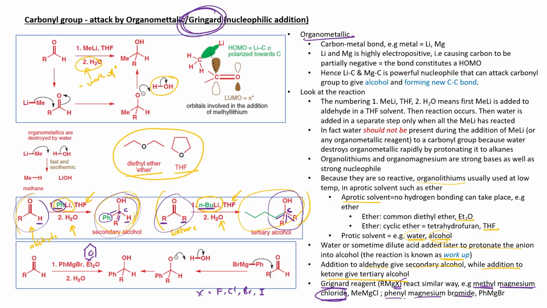You have this organo group, you have this metal, and then you have this halide. The mechanism for this is almost the same as the organometallic. The only difference is that you have the bromide or this halide attached to the magnesium, but the rest is the same. You need to add it in non-water conditions first, and then you add water in the workup process, and that's it for the organometallic and Grignard reaction on the carbonyl group.